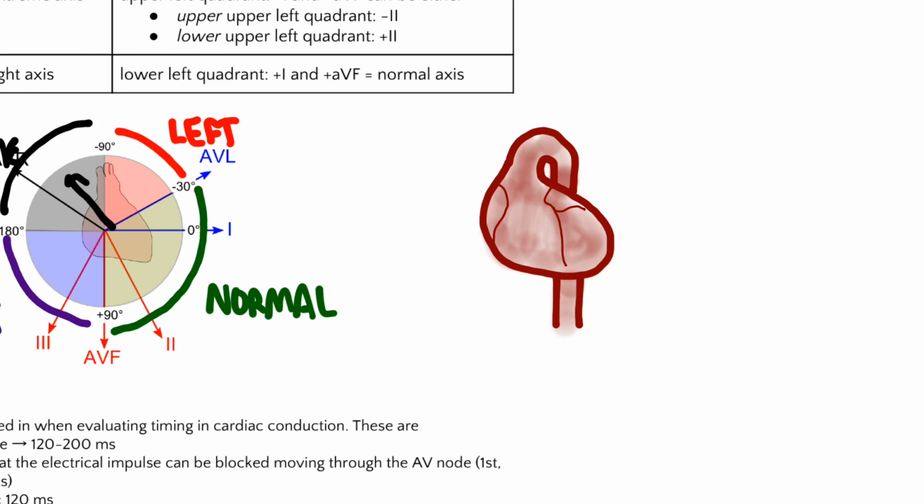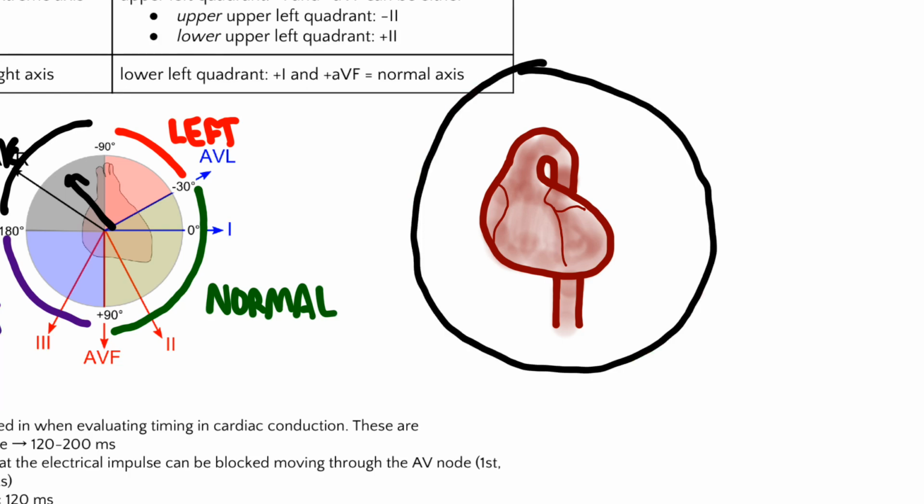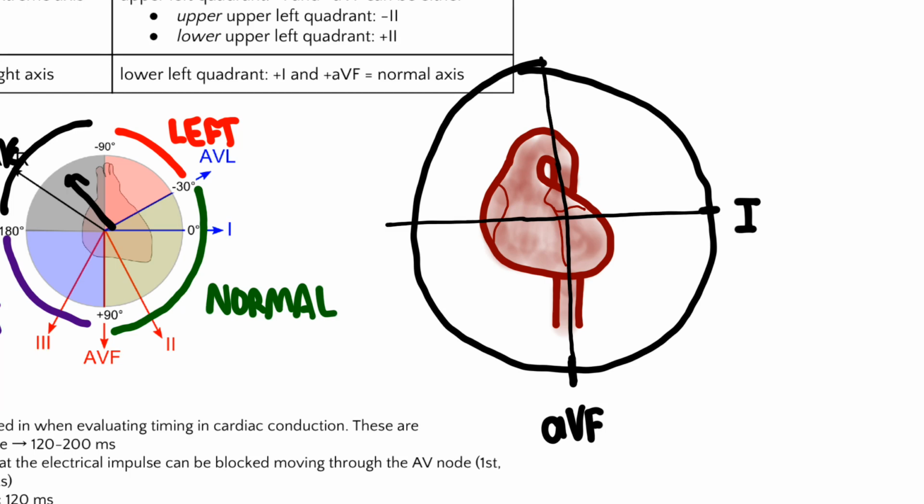We need to revisit that again. I've drawn a picture of a heart here, and we're going to draw that circle around it, and then let's position the leads about where they look to the heart. The first one we'll put is AVF. AVF stands for augmented vector foot, because it's looking from the foot, and it looks over there. Lead 1 tends to look from over here. If we were to draw these as axes, we'd draw this one up like that, and this one goes across like that. Actually, I'm going to take it all the way to the other side, like that.